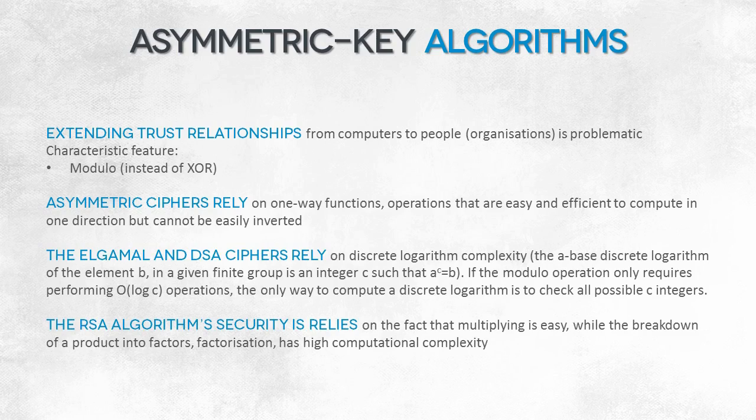It's difficult to establish the exact computational complexity of these functions. Whether it's an NP-complete problem or the complexity is simply over-exponential is determined by the development of mathematics. A good example of this is the controversy surrounding the RSA algorithm, which we'll talk about soon. The RSA algorithm's security is based on the fact that multiplying is relatively easy. It's fast. While the decomposition of the object into factors, factorization, has high computational complexity.